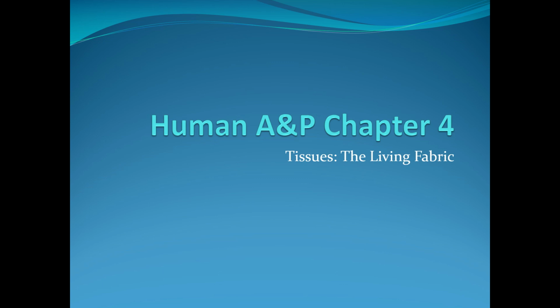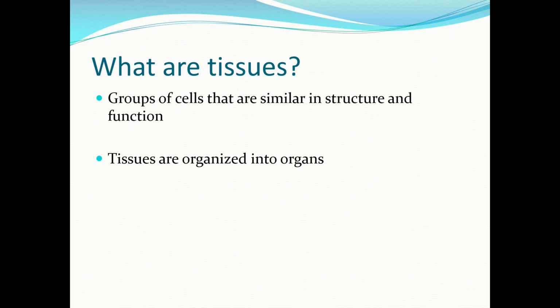This lecture is on Chapter 4, Tissues. What are tissues? Tissues are the level of structural organization that consists of groups of cells that are similar in structure and function. Tissues are organized into organs, which makes up the next level of structural hierarchy in the body.